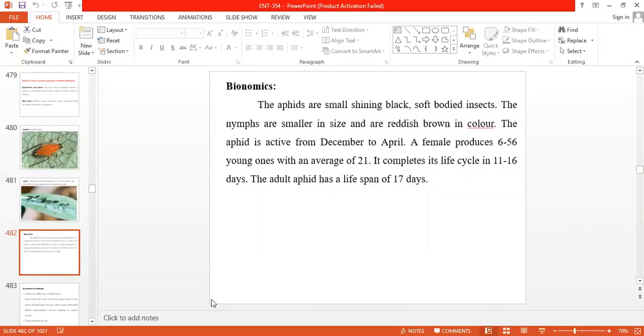Bionomics or life cycle or life history of aphids. The nymphs are smaller in size and reddish brown in color. The aphids are mainly active from the month of December to April. The female produces 6 to 56 young ones with an average of 21. It completes its life cycle in 11 to 16 days. The adult aphid has a lifespan of 17 days. So this pest is mainly active from the month of November, December to April.